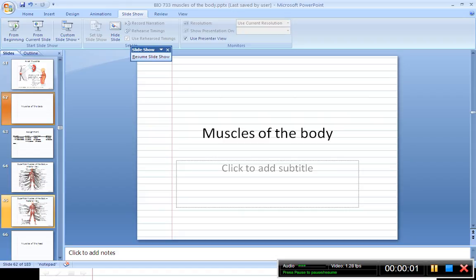Okay, let's talk about the muscles of the body. Make sure you go back and review the things we did before, like how you name the muscles. Naming them after the location, naming them after the shape, the number of heads, the insertions, the origins.